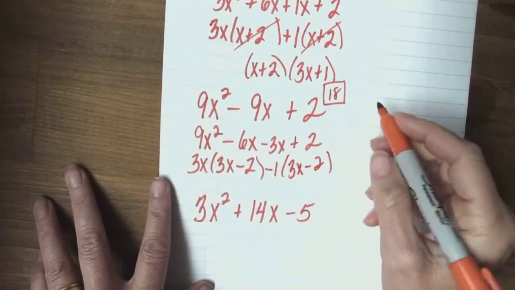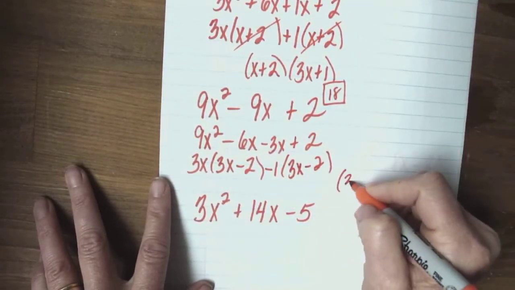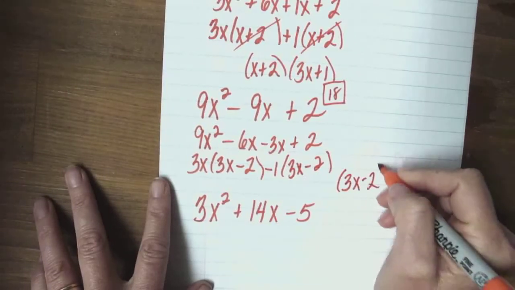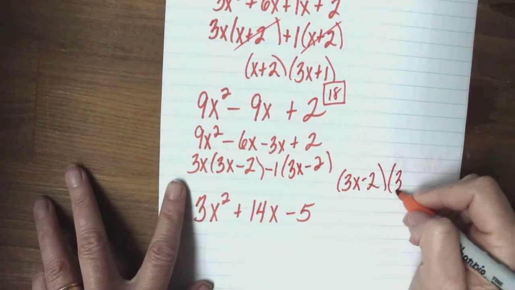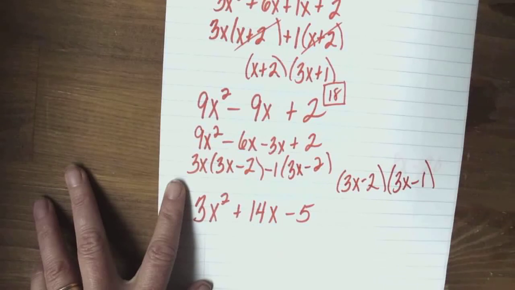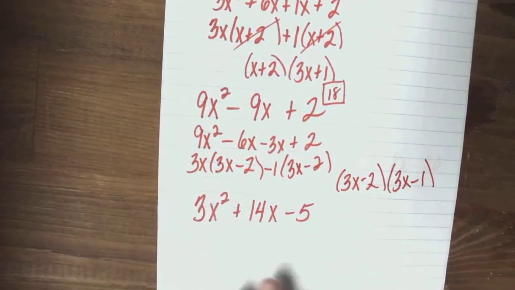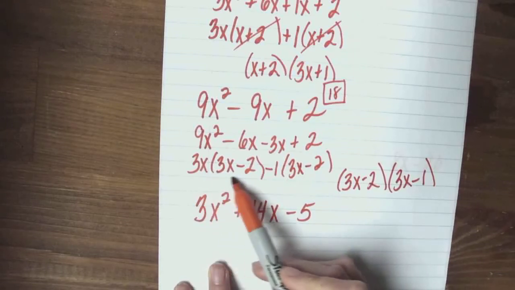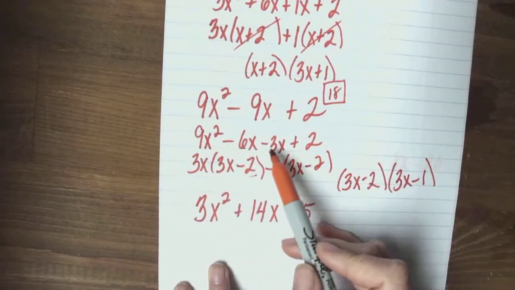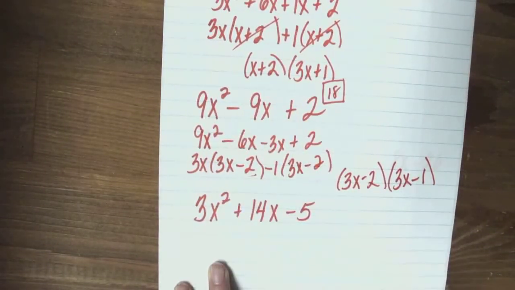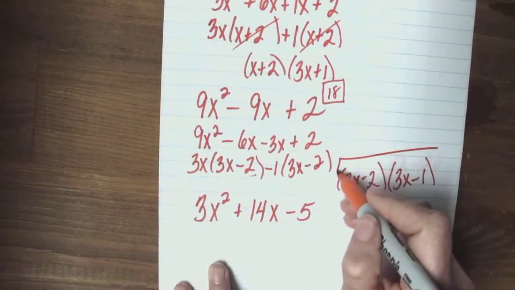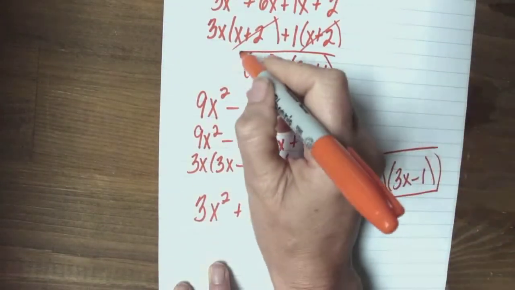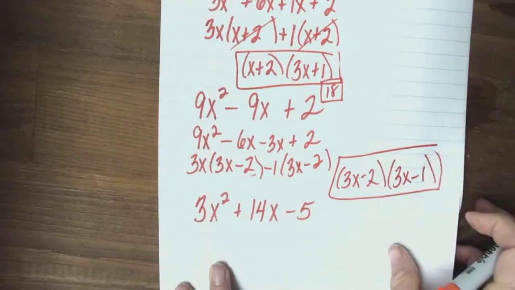I need what's in parentheses to be the same. So that what is the same is 3x minus 2, and then a 3x minus 1 is left. And if you're like, hey, wait a minute, I don't get that, you could always multiply it back out. But you can see here, if I multiplied it back out, I would get that step up there. So here's my final answer for that second one. Let's go to our last one.